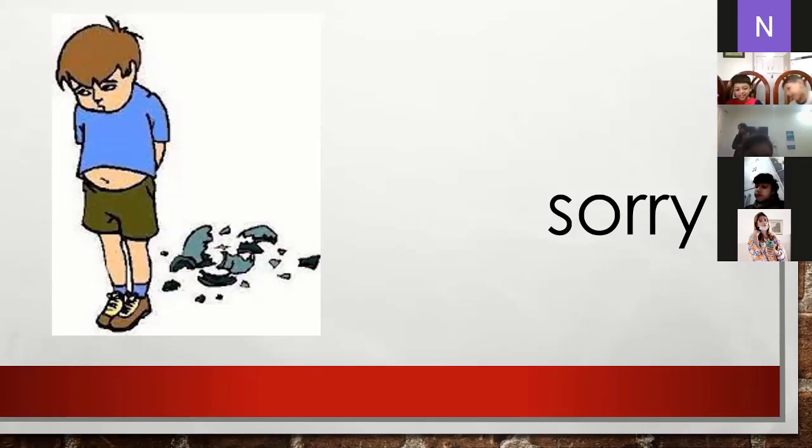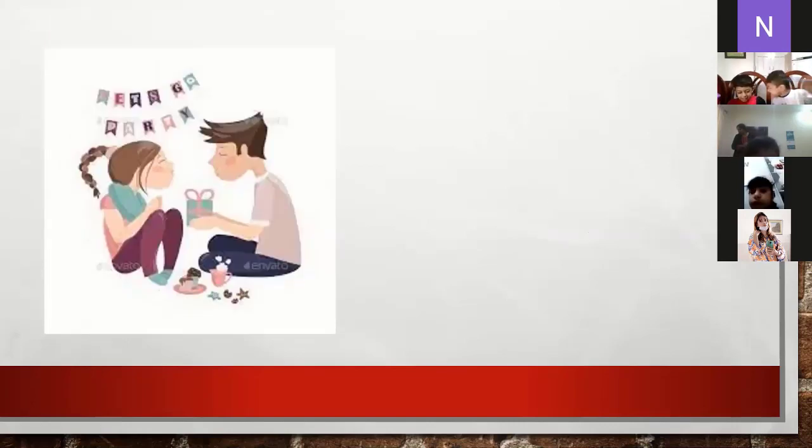Oh, look at this picture. There's a boy giving a gift to this little girl. So when somebody gives you a gift or gives you something, what should you say in return? What should you say when somebody gives you a gift?